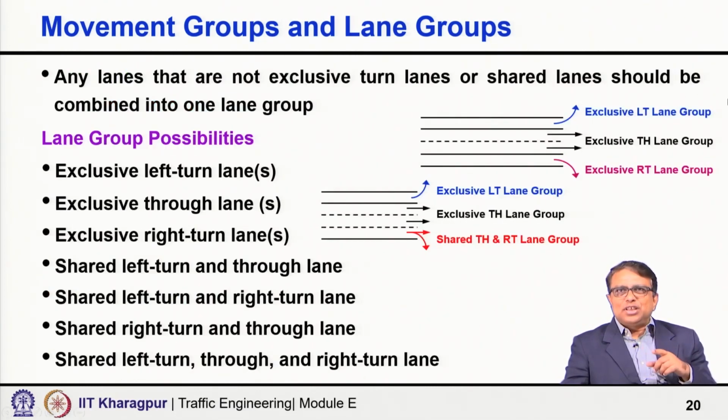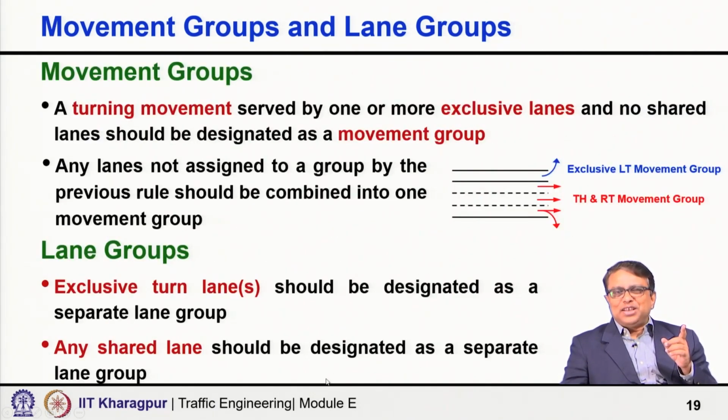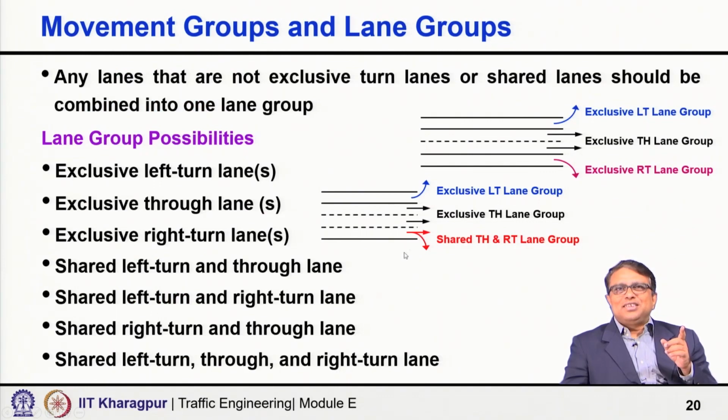A shared lane in this photograph is not there, but there are two straight movements. Any lanes that are not exclusive turn lanes or shared lanes, therefore, form another lane group we are formulating. But in this case the right turn is a shared one. So, one is an exclusive left turn group, another is an exclusive through lane group, and another, as per this second rule of lane groups, is the right turn and through shared lane group.